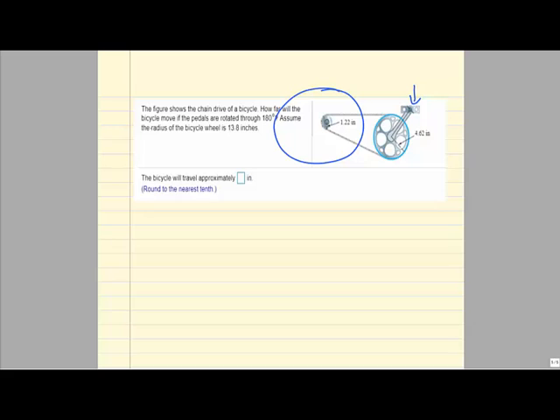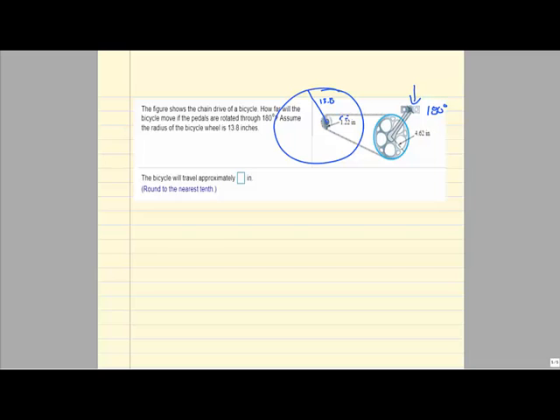Now, how far will the bicycle move if the pedals are rotated through 180 degrees? So the pedals are rotated through 180 degrees over here. And assume the radius of the bicycle wheel is 13.8 inches. The radius of the gear is 1.22 inches, but the radius of the bicycle wheel is 13.8 inches. So we have a lot of information here.